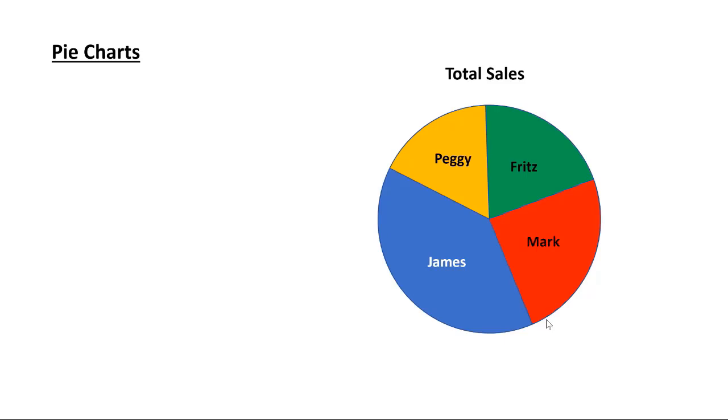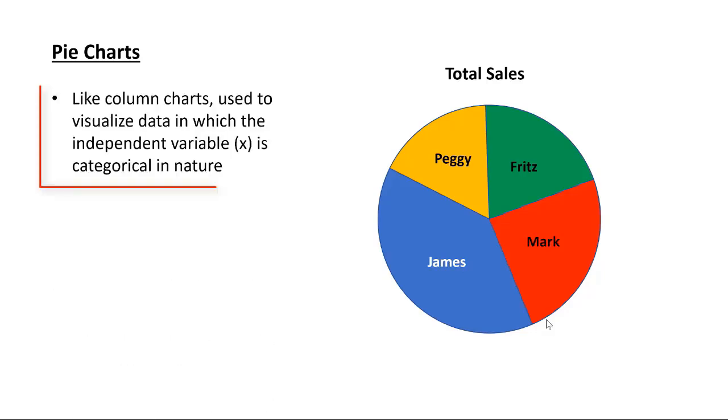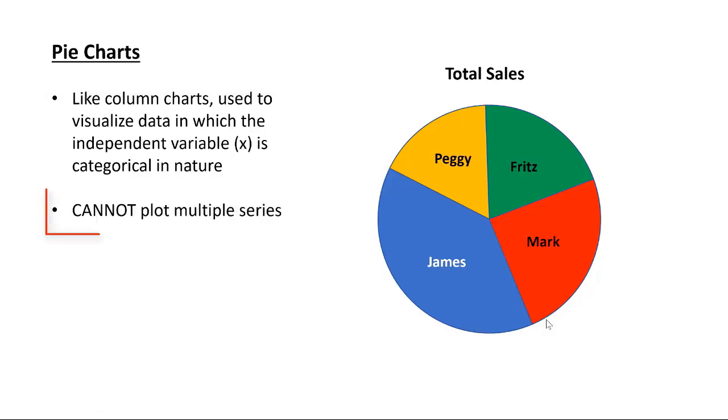I'm also going to talk about pie charts. Pie charts are a good way to visualize categorical data. For example, total sales here as a function of the salesperson. Like column charts, these are used to visualize data in which the independent variable is categorical. Unfortunately, you cannot plot multiple series easily using a pie chart. There are a couple of different types of charts known as donut plots and sunburst plots that do attempt to distinguish between different series, but for simple pie charts you cannot plot multiple series.